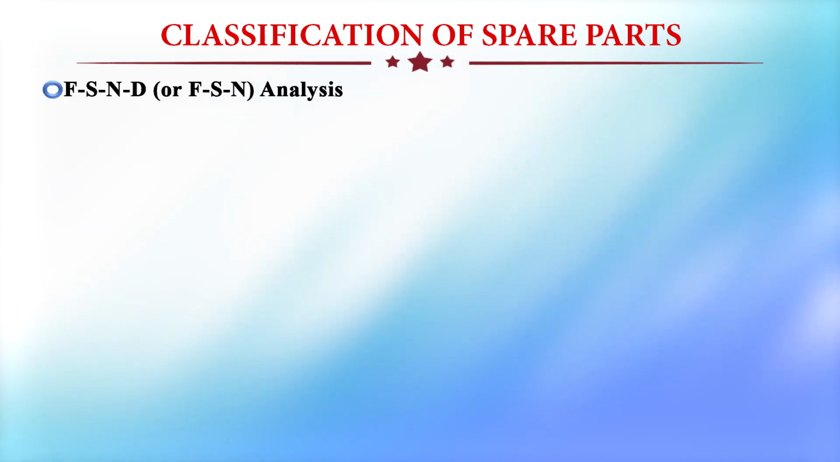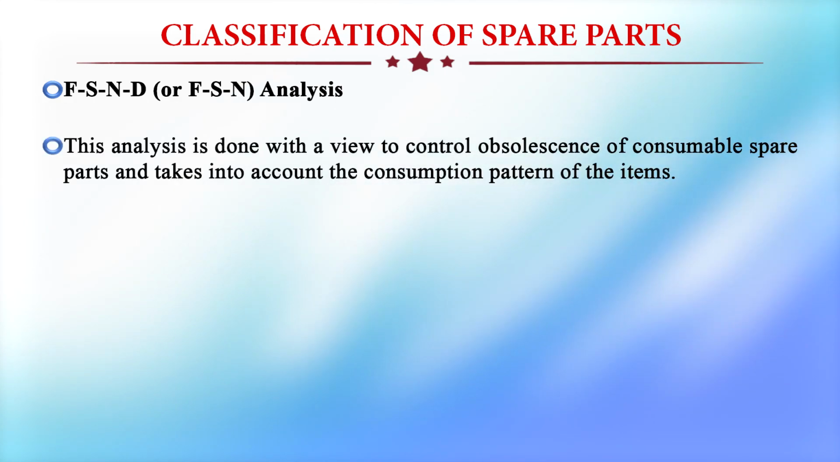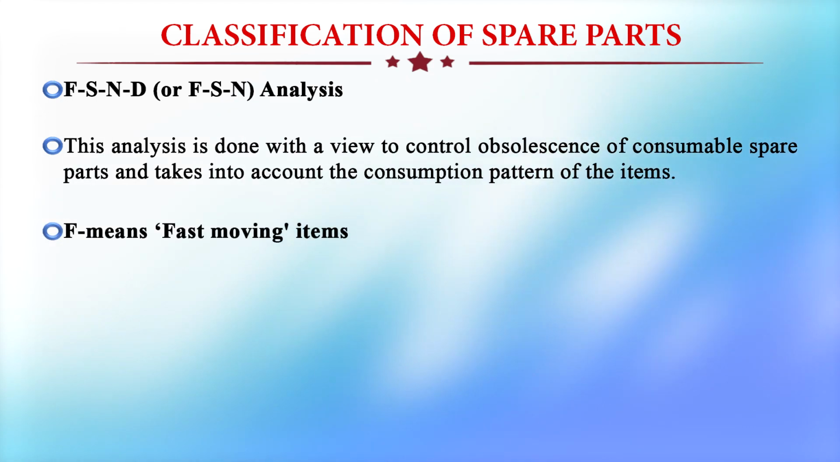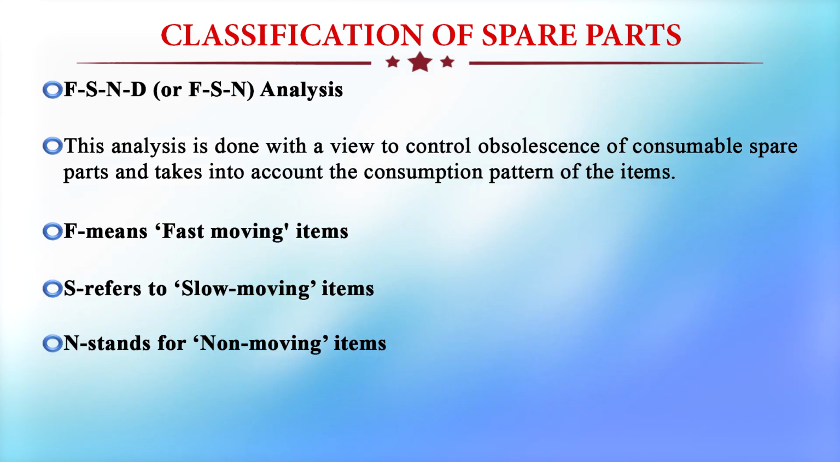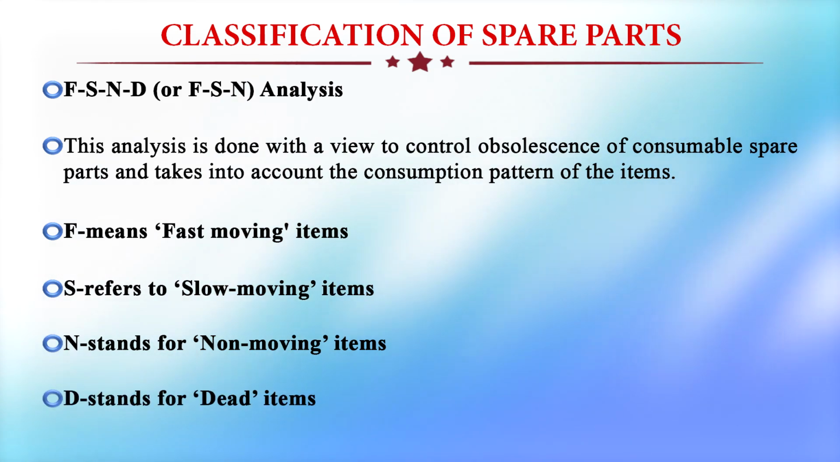And then another is FSND or FSN analysis. This analysis is done with a view to control obsolescence of consumables and spare parts, and takes into account the consumption pattern of the items. So F means fast moving items, S refers to slow moving items, N stands for non moving items, and D stands for dead items. So in this way one has to classify the materials.